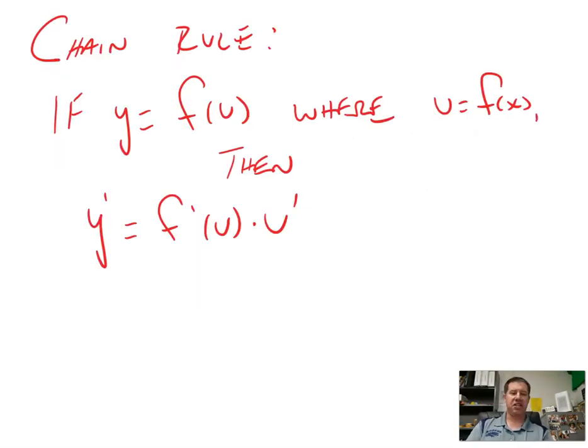Here is the gist of the chain rule. The chain rule says if y equals f of u, and u equals f of x, then y prime is f prime of u times u prime. Kind of confusing here, but we're going to go over that a little bit more in a second.